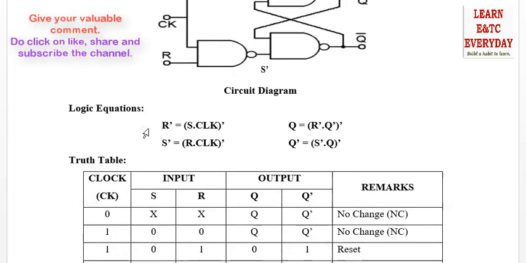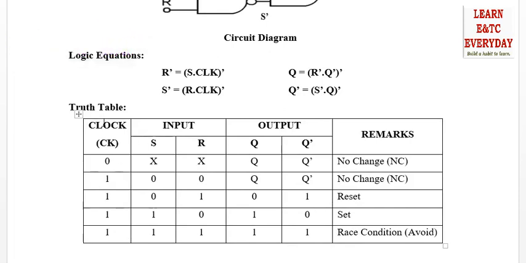Now, what is the truth table? For drawing the truth table we first have to understand the clock. First consider the clock value is 0. S and R are my inputs, and of course the clock is also an input. So first the clock is 0. When the clock is 0, it does not depend on the values of S and R. Here X stands for don't care terms.